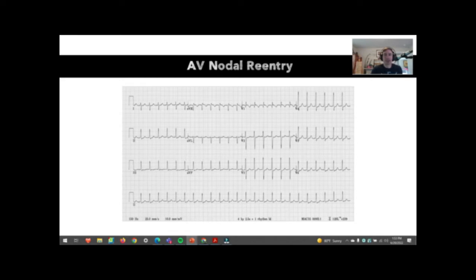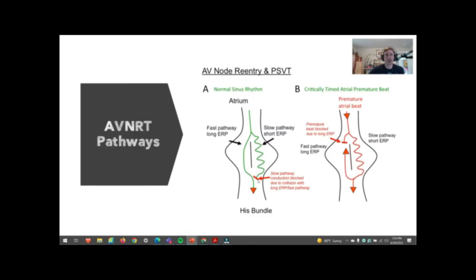AV nodal reentrant, what we commonly refer to as SVT, but we want to now call it AV nodal reentry, AVNRT, AV nodal reentrant tachycardia. You can see that I have a rate of about 3. So from here to here is 300. This is 150. Might be a little faster than that, but there's no clear P waves, and the QRS is narrow, and it is regular.